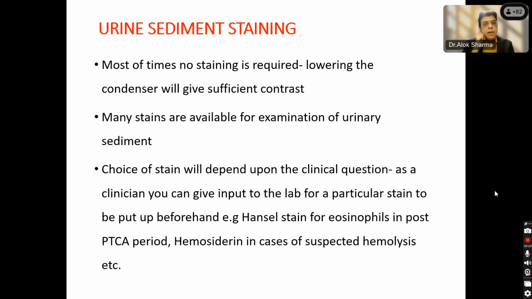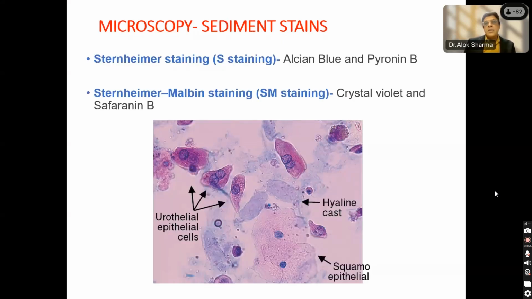So depending on the clinical background with which the case has arrived, you can choose to put certain stains. For example, if the patient is in the post surgery period for a PTCA, then you are looking for eosinophils in the urine, so you can put up a specific stain, the Hansel stain, in urine. And if you are suspecting a patient to have intravascular hemolysis, then you can put up a hemosiderin stain. So your choice of stains will be dictated by the clinical question. Now, this is just an example.